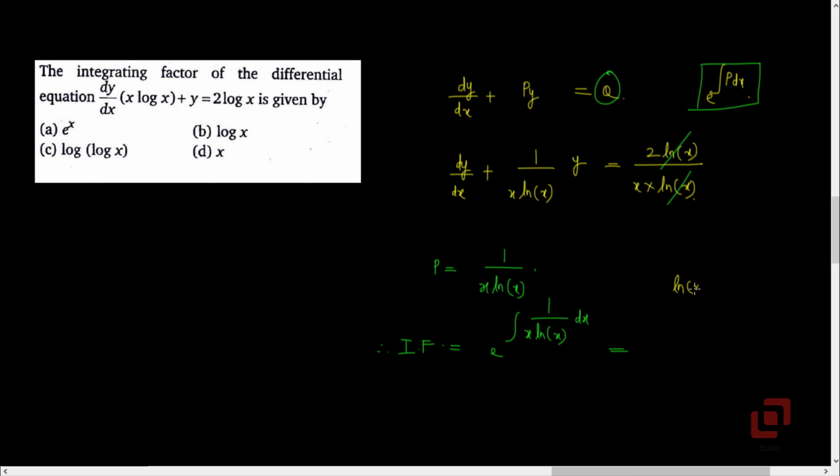Note that if we let log of x as t, 1 upon x dx will be dt. So by using this substitution, the integral will simply be 1 upon t dt or e to the power log of t. But we have seen that exponential function and logarithmic function are inverse of each other. Therefore, e to the power log of t will simply be t, but t is equal to log of x, and therefore the integrating factor of the given differential equation is log of x, option B.